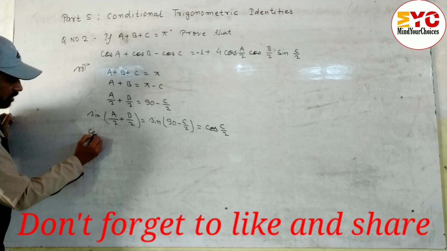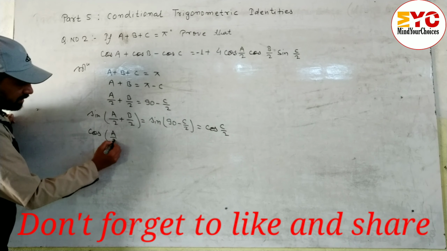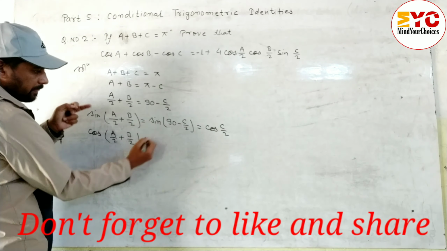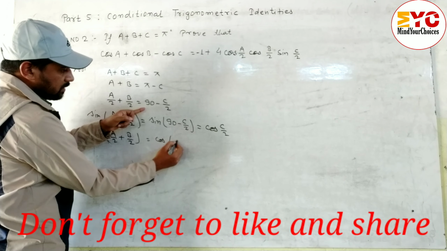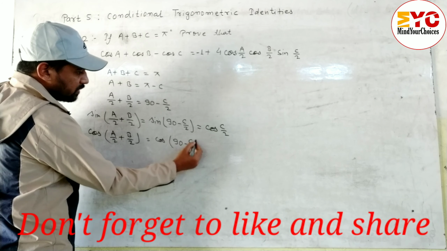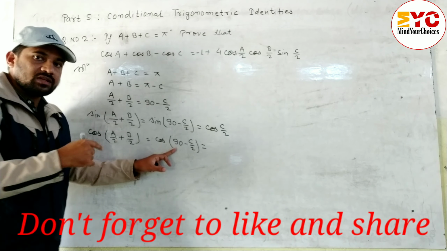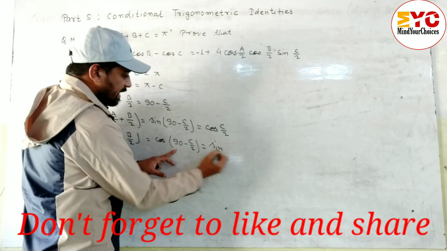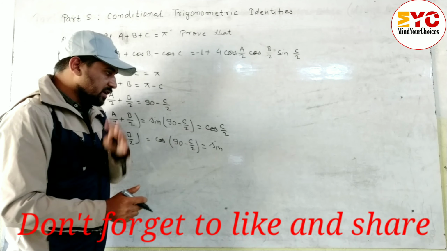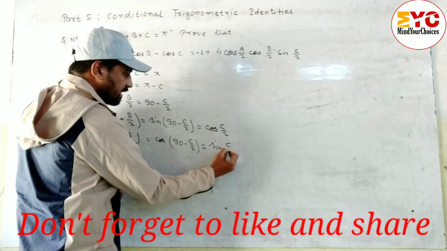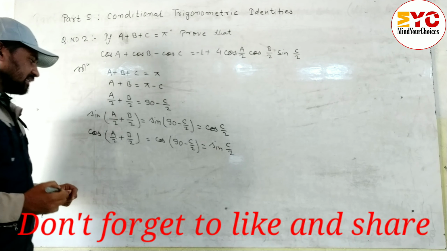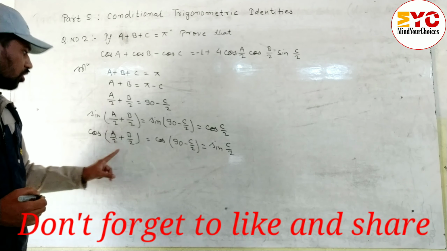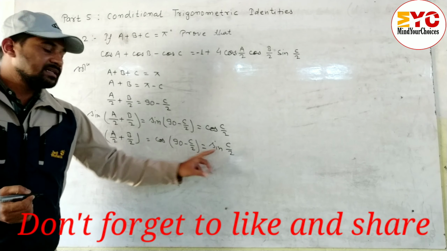Similarly we have to take cos also. Taking cos both sides, cos (A by 2 plus B by 2) is cos (90 minus C by 2). 90 means change, we have to convert cos into the form of sine and sine into the form of cos, so we can write sin C by 2, in the first quadrant all positive. So it means the value of cos (A plus B) by 2 is sin C by 2.